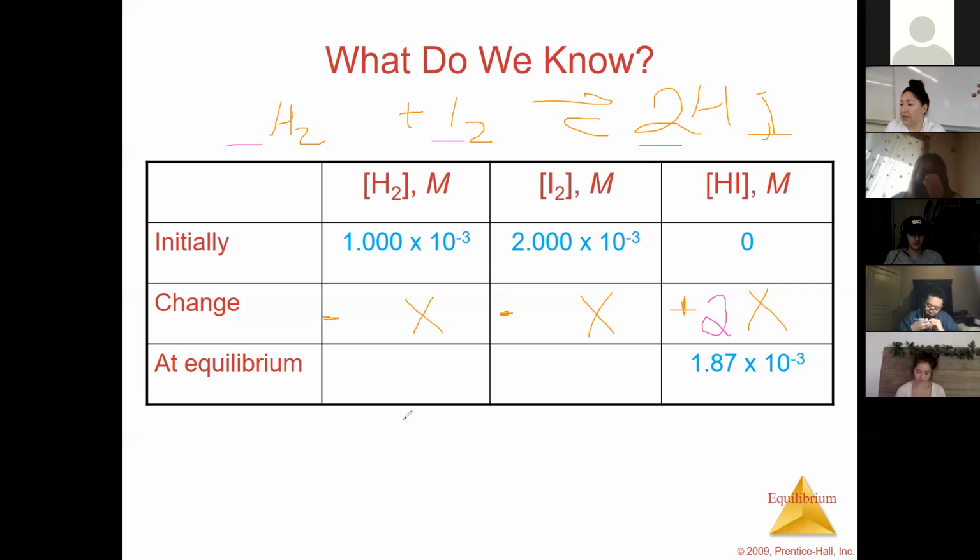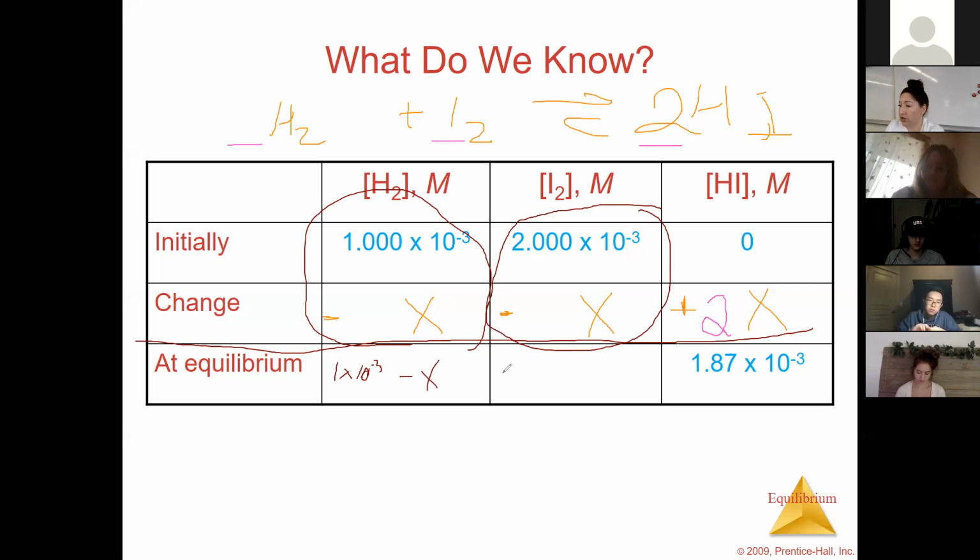All right. And then that's all we have so far. So we know that 1 time, so then the equilibrium is you add these two columns. So we know that 1 times 10 to the negative 3 minus X is what we have going on at equilibrium. For my I concentration, I know that 2 times 10 to the negative 3 minus X is this. And then for my HI, I know that 0 plus 2x equals this.